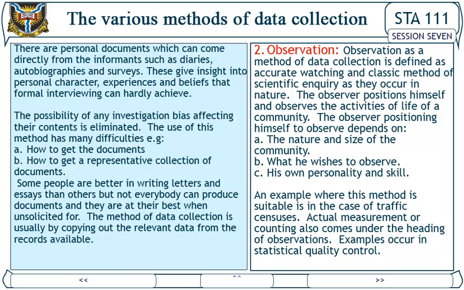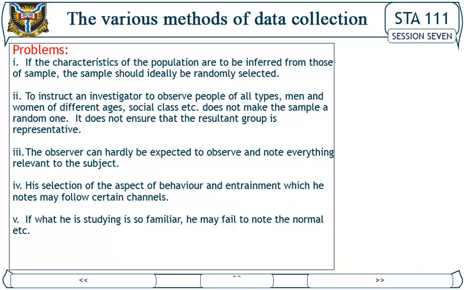An example where this method is suitable is in the case of traffic censuses. Actual measurement or counting also comes under the heading of observations. Examples occur in statistical quality control. Problems.